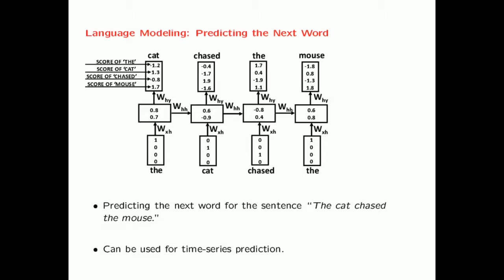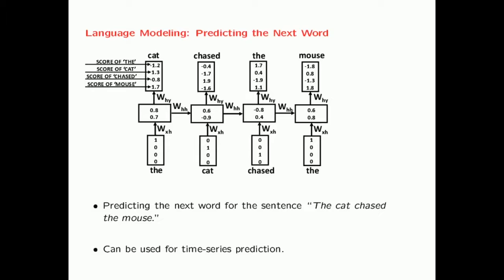So let's first talk about language modeling. In language modeling, you're trying to predict the next word given the beginning part of a sentence. This type of approach can also be used for time series prediction. In time series prediction, you would have a part of the time series and you're trying to predict the next element of the time series. The only difference between a time series and language modeling, where we're trying to predict the next word, is that in the case of a time series, the elements of the series are real valued. Here the elements of your series are discrete.